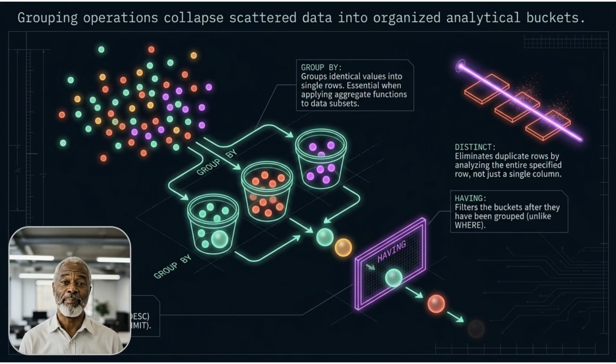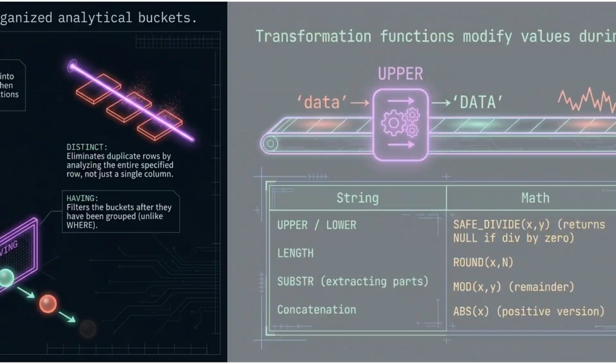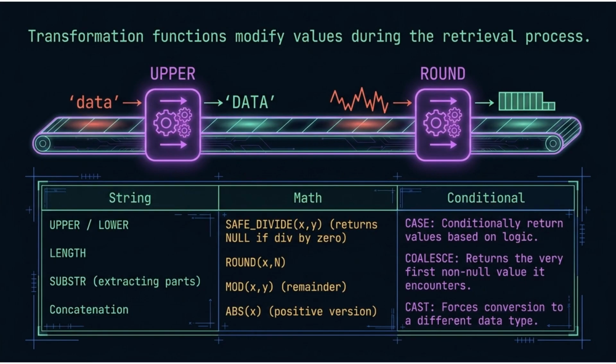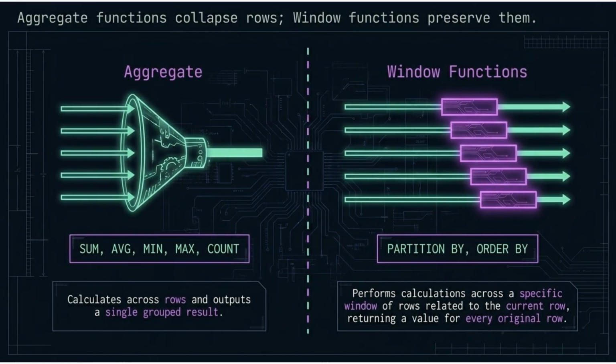Grouping operations collapse scattered data into organized analytical buckets. This is done with group by, often followed by having to filter the groups, and order by and limit for sorting and capping the final result. Transformation functions modify values during the retrieval process. They include string functions like upper and length, math functions like round and ABS, and conditional functions like case and cast. Aggregate functions collapse rows into a single result, for example, sum, avg, and count.